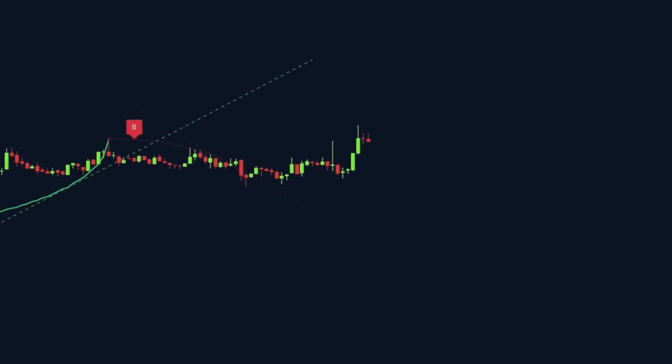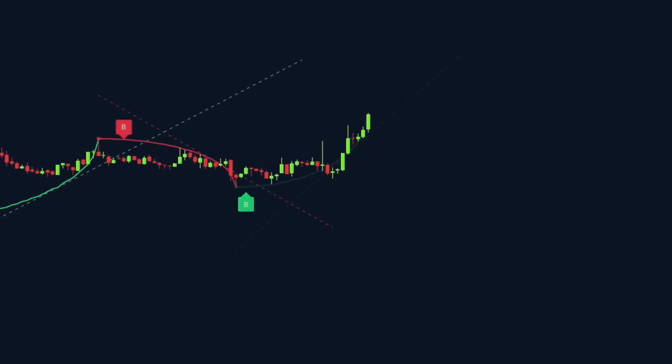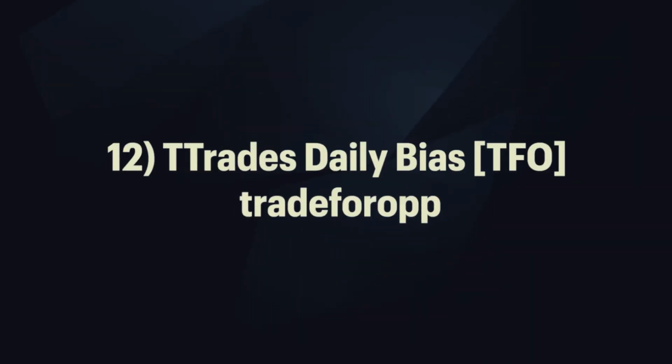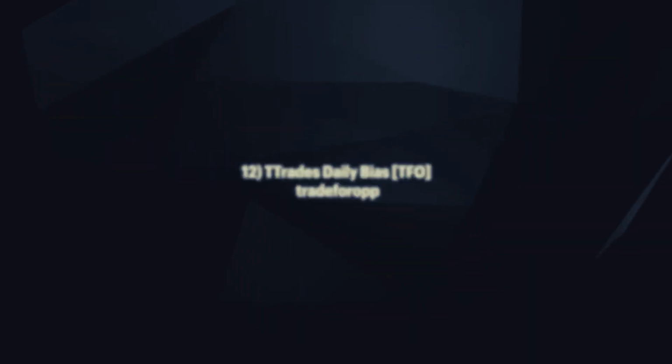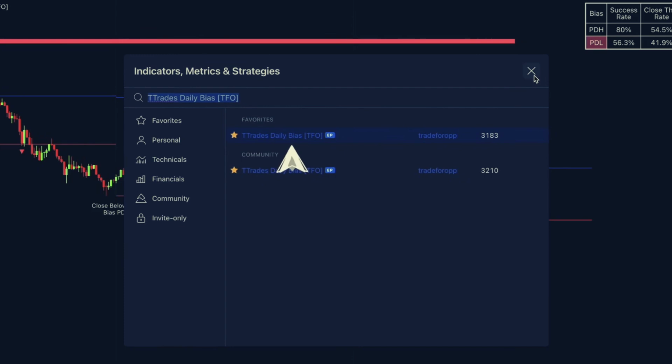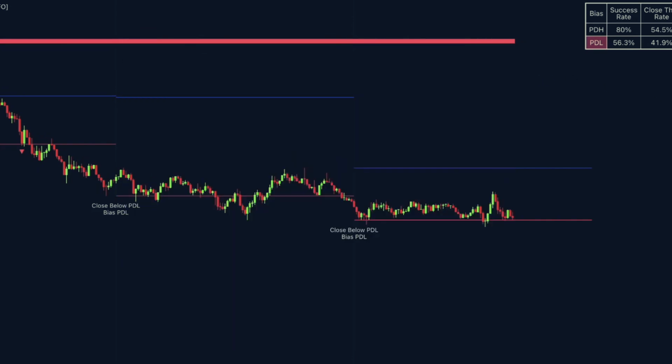is found. All right, let's move on to the next indicator on my list, the Trader's Daily Bias by TradeForOpp. This powerful tool aims to develop a higher time frame bias and collect data on its success rate. This indicator focuses on one specific method that uses previous highs and lows.